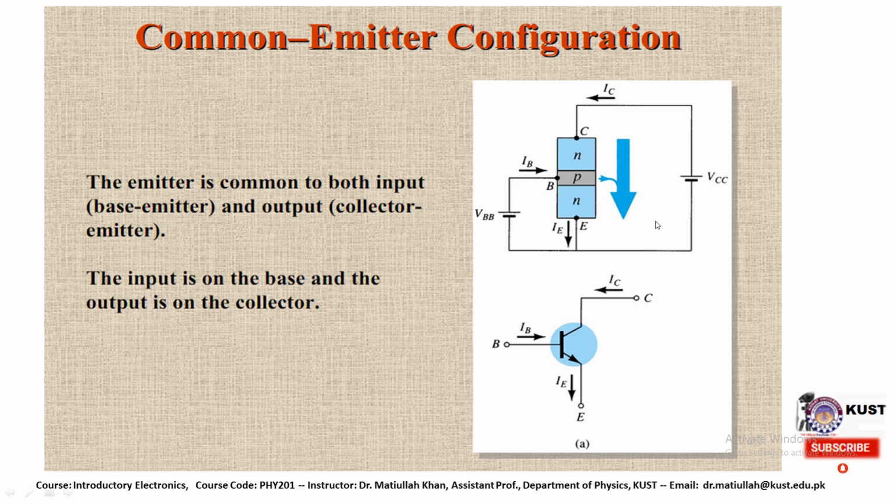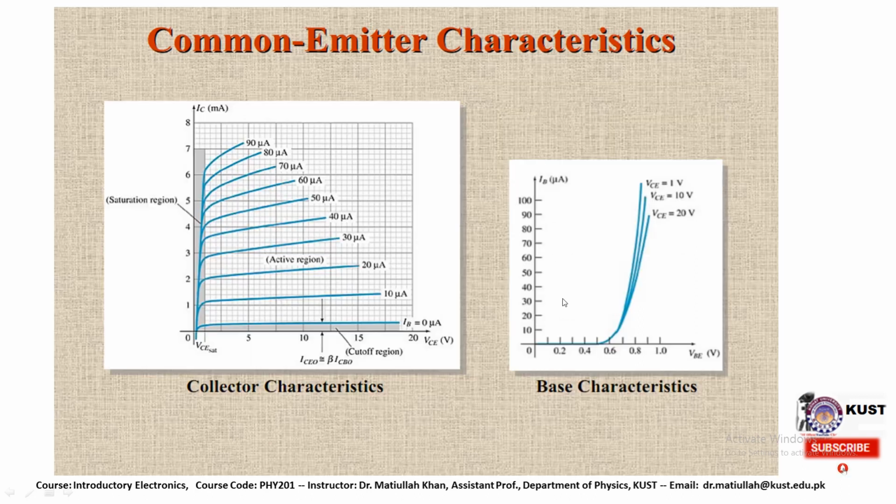So here we have the current represented over here. This is a type of NPN transistor. So this is actually the direction of current in this particular case, and this is the common-emitter configuration. We can also draw the characteristic curve for the common-emitter configuration, where we have the active region. This is the active region. We have the cutoff region over here, and we have a saturation region over here.